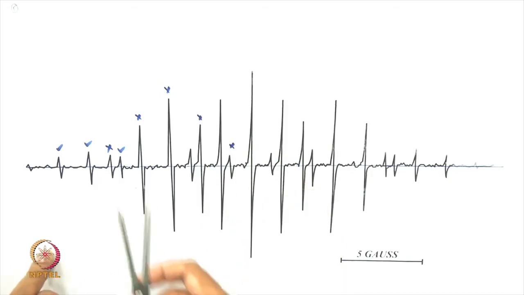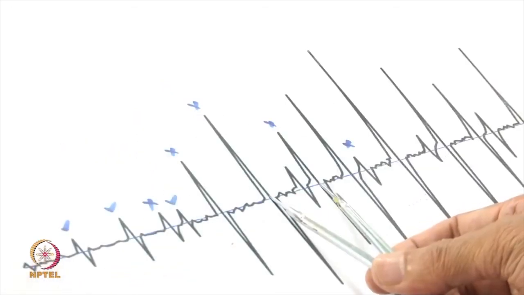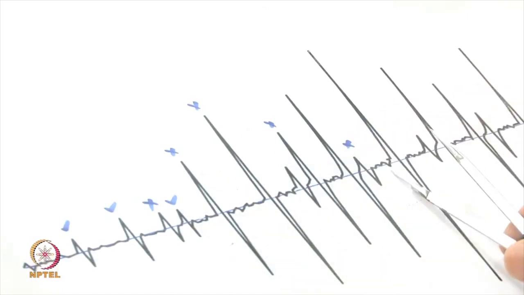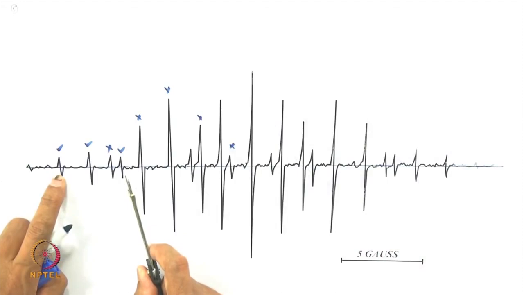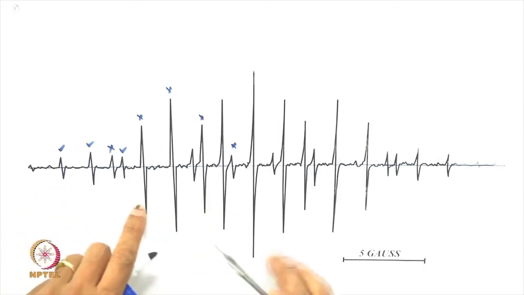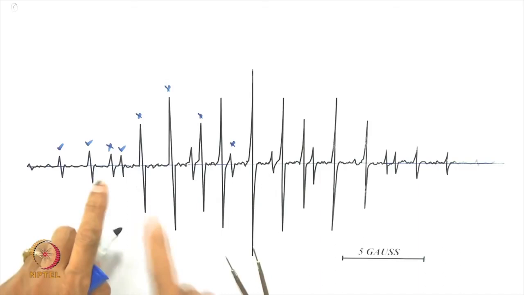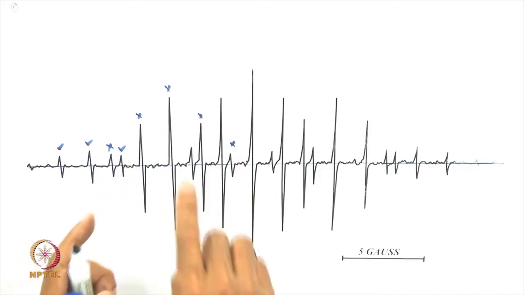Let us check once again. This, this, this, and they are the same. So, I got 5 lines in the group. So, something is probably wrong here, something is missing. To be absolutely sure that something is missing, let us look at the next group of lines which are not part of this hyperfine group. So, that is here.